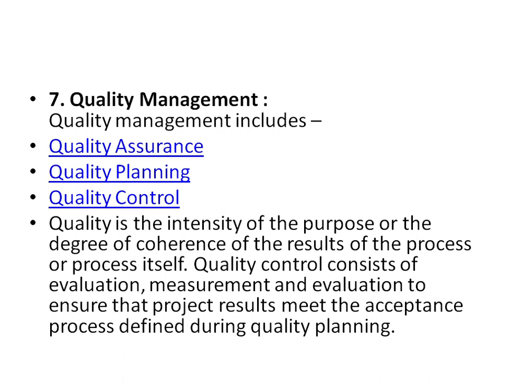Quality management includes quality assurance, quality planning and quality control. Here, quality assurance concerns the degree of coherence of the results and the purpose of the process itself. Quality control consists of evaluation measurements. These evaluations ensure that the project results meet the acceptance criteria defined during quality planning.